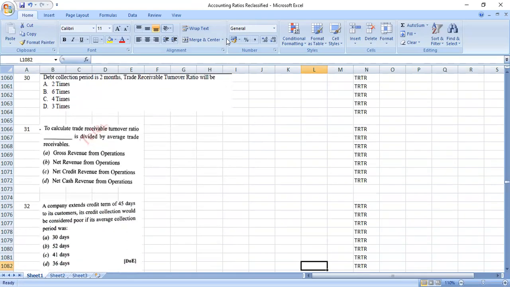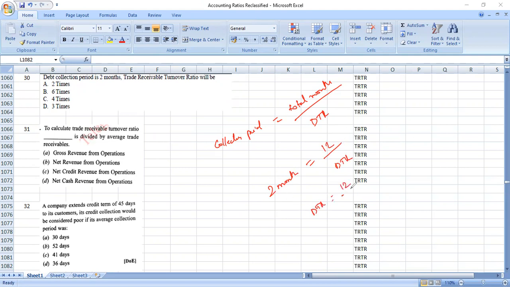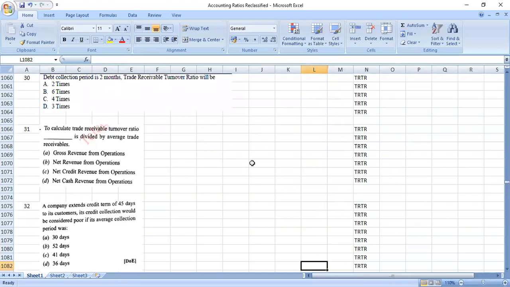Debt collection period is 2 months. Trade receivable turnover ratio will be how much? See, collection period is total months divided by debtor turnover ratio. So collection period is said to be 2 months. Total months is 12. Debtor turnover ratio we don't know. So debtor turnover ratio is equal to 12 divided by 2, which is 6. Understood? 6 times.